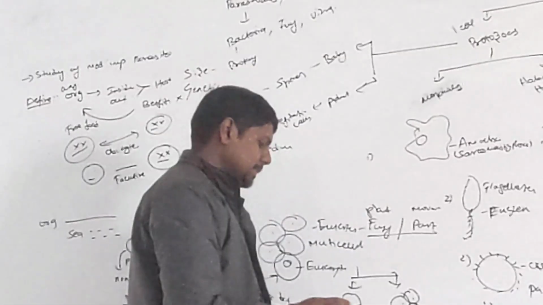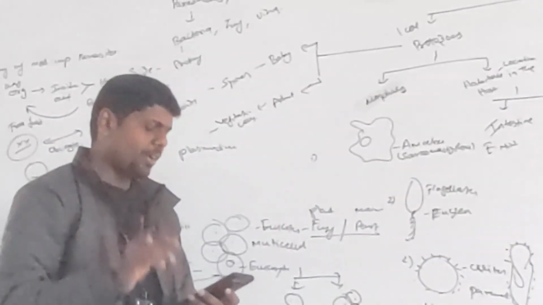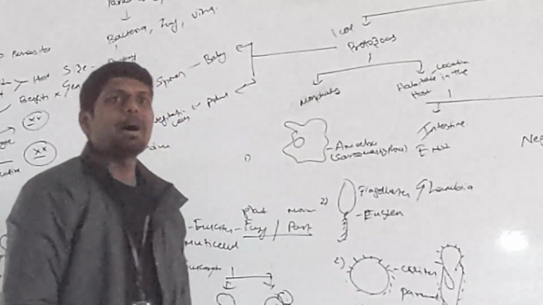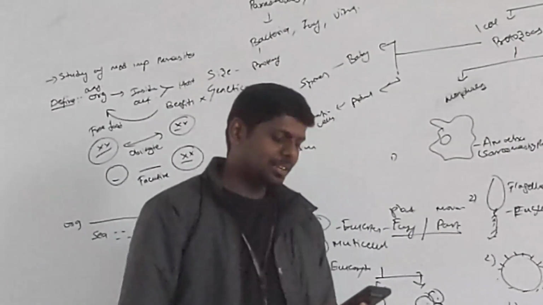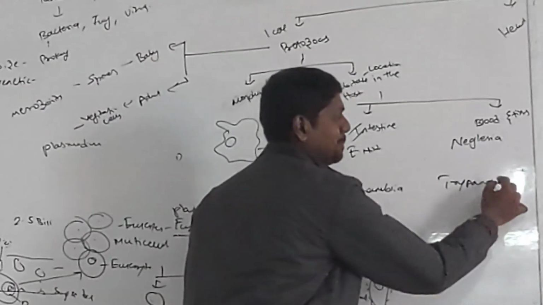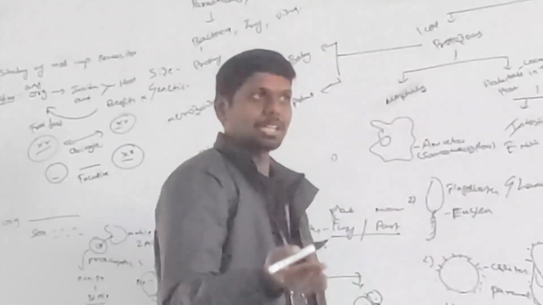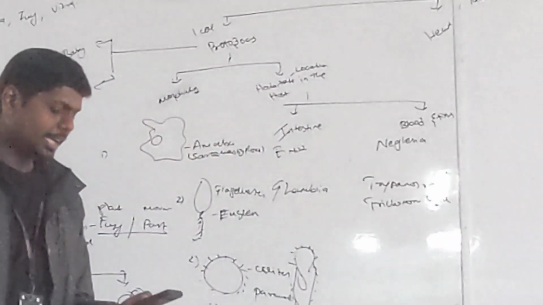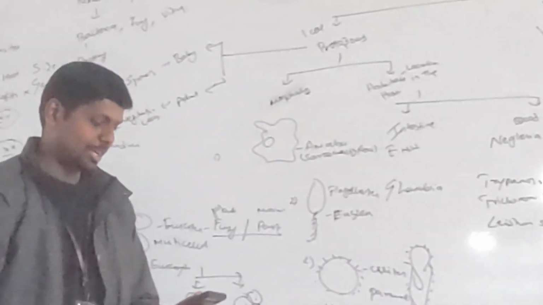Flagellates. Give me an example of flagellates. I'll give the intestinal flagellate example and the blood and tissue flagellate examples. Intestinal flagellate example, students. Very good. Giardia lamblia is the intestinal parasite. Then blood flagellates: there are many flagellates in the blood. Trypanosoma species. Any more examples? Trichomonas vaginalis, a tissue parasite of the reproductive tract, other than the intestine. Any more you want to add? Leishmania species. Very good. That will cause kala-azar or black fever. Any more?